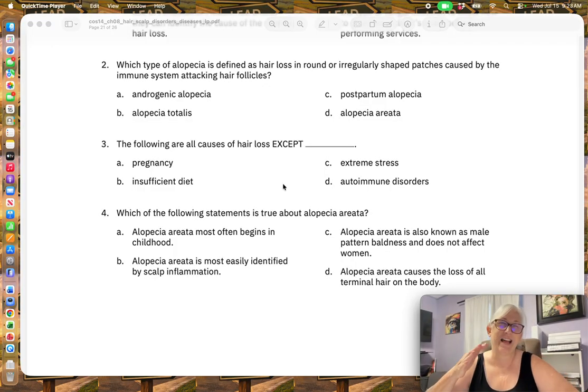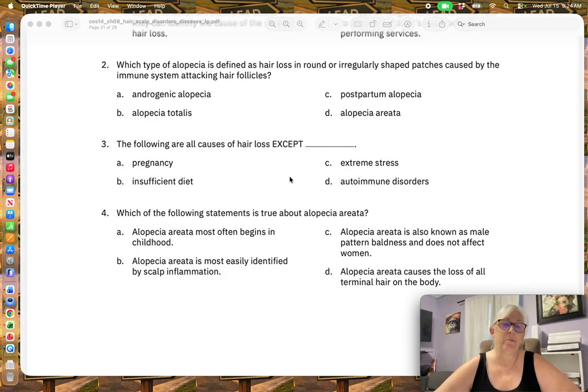So that's the difference between what the book tells you and what behind the chair knowledge tells you. I've been a hairstylist for almost 30 years. I've taught for the last 12. And I can tell you that if someone is under extreme stress, they will experience hair loss, but it's probably not because of the stress necessarily. It's because of other factors that you are causing because of the stress, if that makes sense.